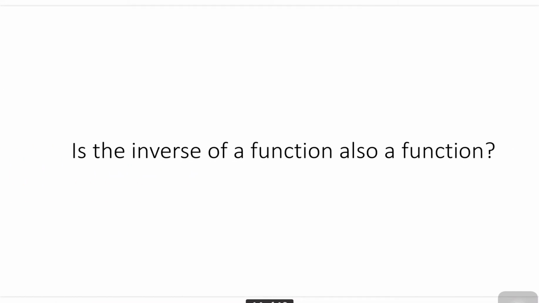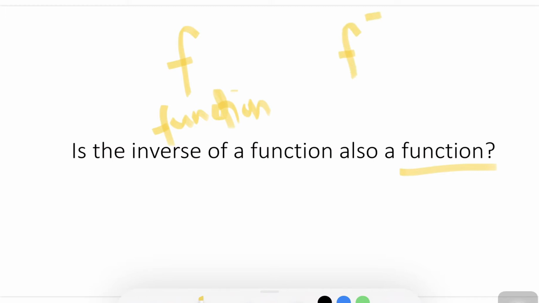Now the question is, is the inverse of a function also a function? If f is a function, the question is, is f inverse a function? That is now the question. Remember, we have a definition of a function that no two ordered pairs must have the same first component.